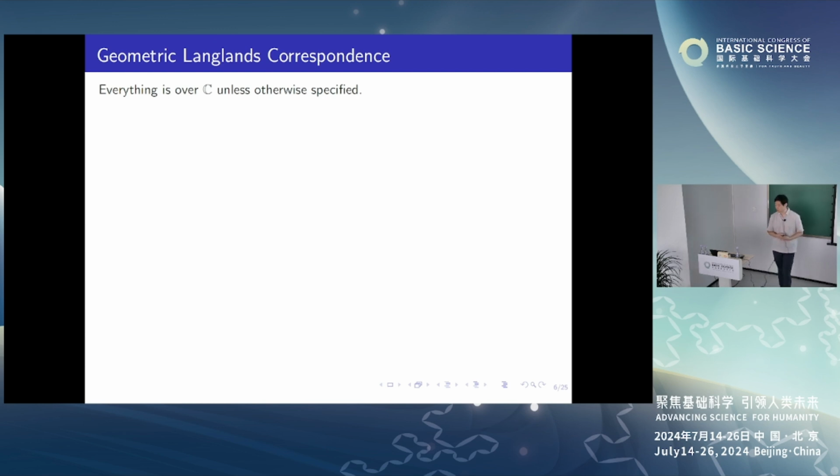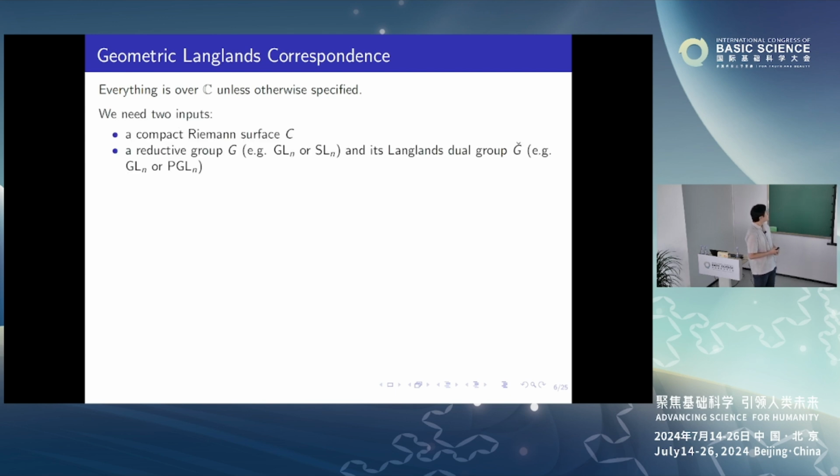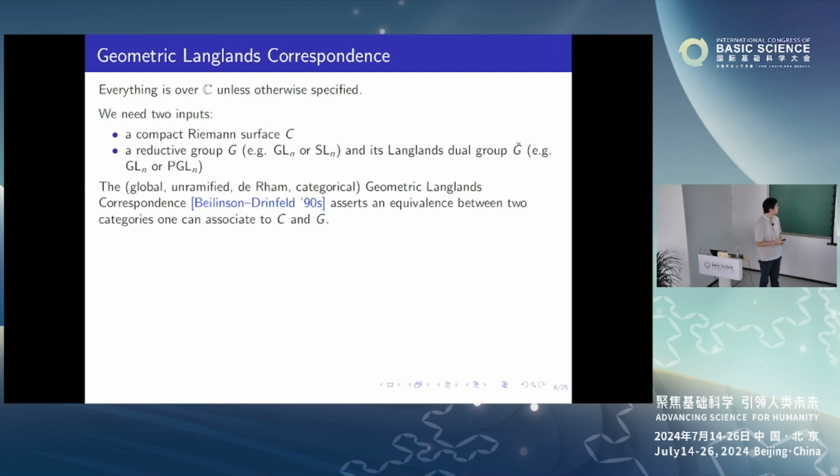Okay, so that was the background. Let me start by introducing geometric Langlands. As I said, as input data I start with a Riemann surface and a group. This involves the Langlands duality, so there is something called the Langlands dual group, but it doesn't really matter here. Whenever you see G and G check, you may just consider it to be GL_N. That's totally fine. This particular form of geometric Langlands was formulated by Beilinson and Drinfeld in the 90s.